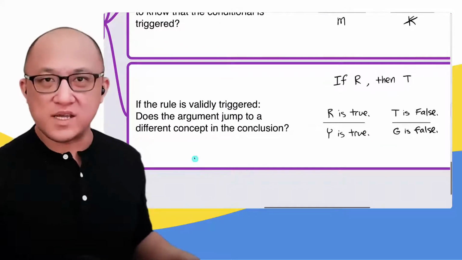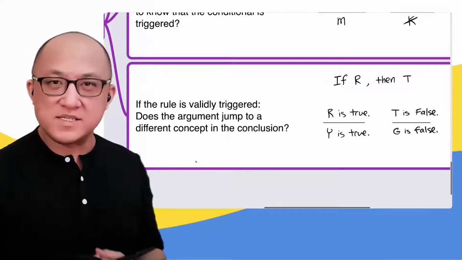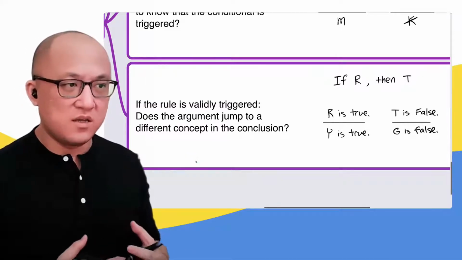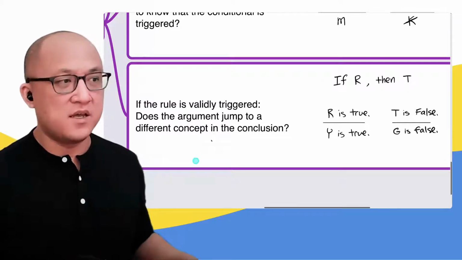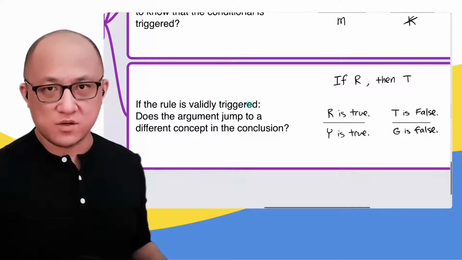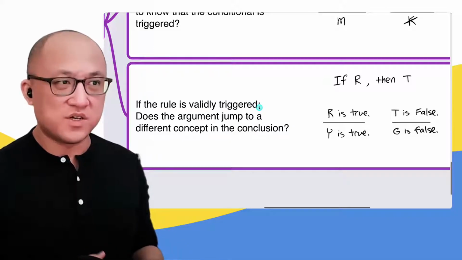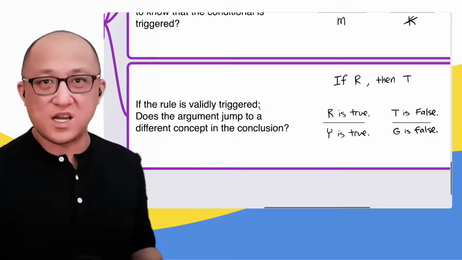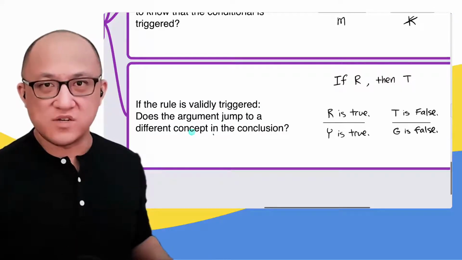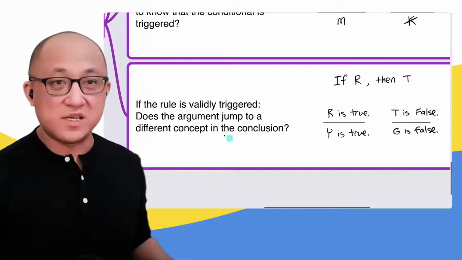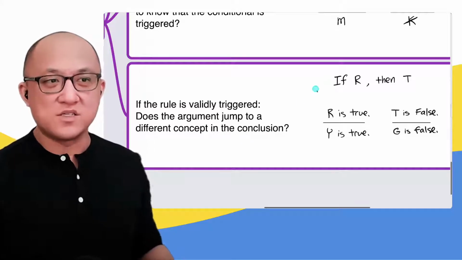Here's another issue that might come up, another way to think about what happens if the argument seems to be using the conditional validly, right? There's nothing wrong with the structure of the argument. So if the rule is validly triggered, then we should be thinking, okay, well, do they reach the right conclusion? Do they reach the kind of conclusion that I could draw? Or is there a jump to a different concept or a shift? Because if there is, then that tells you what one of the assumptions is, right? So take a look at this argument.